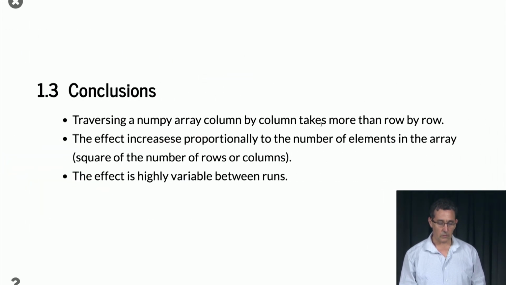So what did we learn from that? We learned that traversing a NumPy array column by column takes more time than traversing it row by row. The effect increases proportionally to the number of elements in the array, and the effect is highly variable between runs. So this gives you a sense of how access locality, because of row traversal or column traversal, looks. So I'll see you next time.